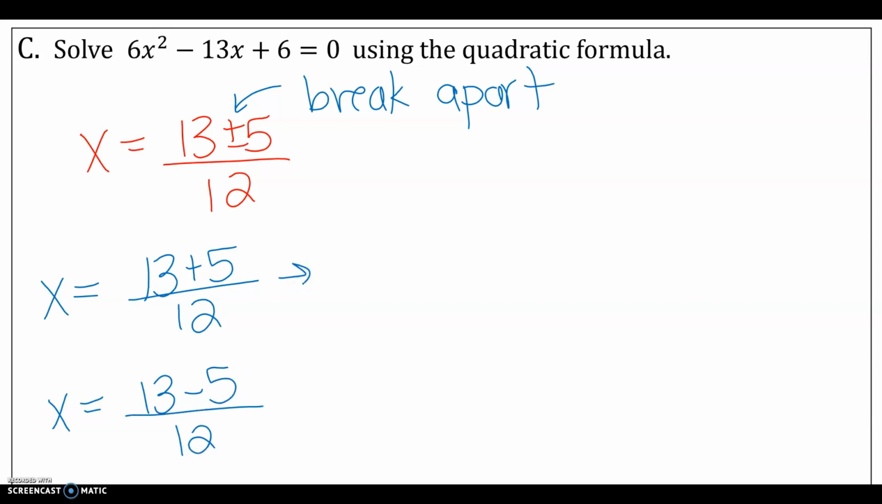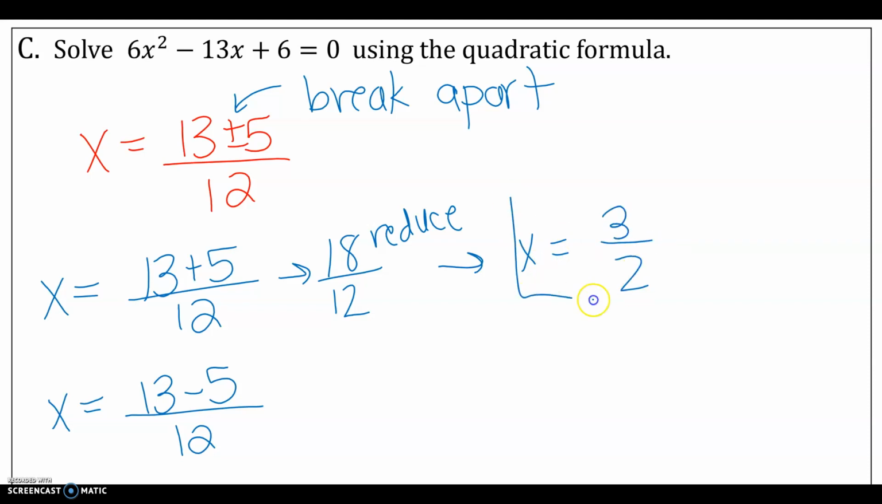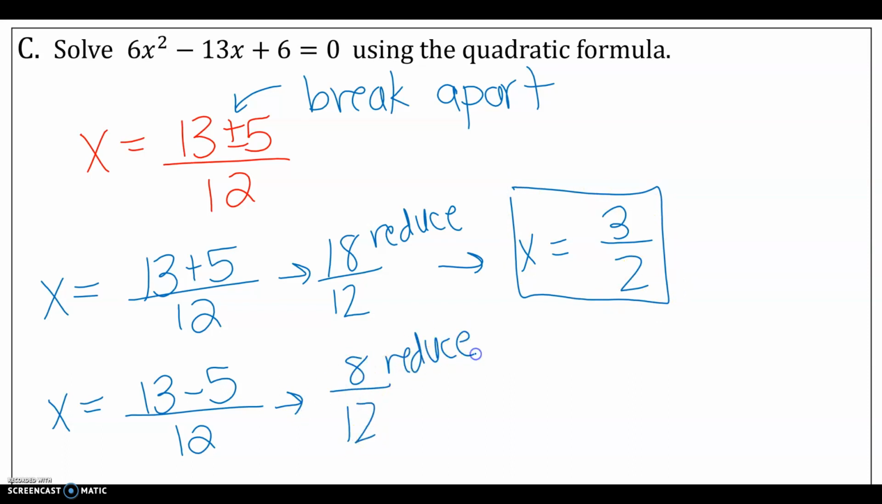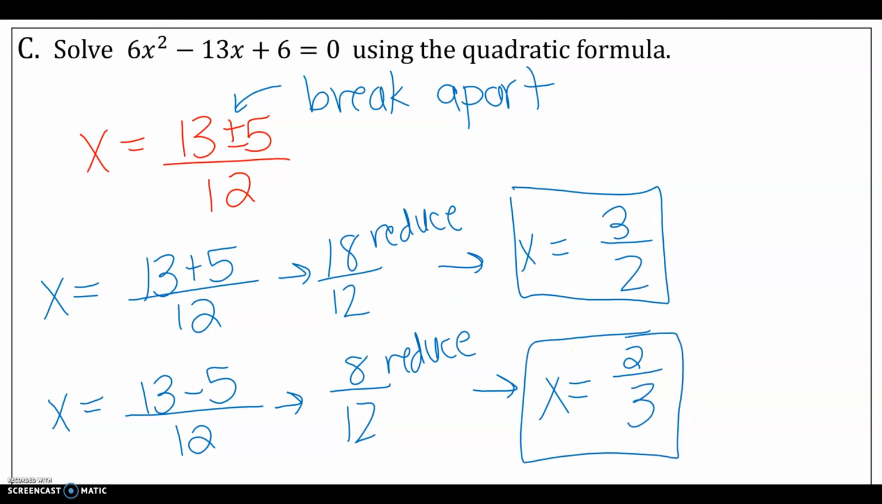So let's see here. Looks like we're going to get some fractions. So we get 18 divided by 12. We need to reduce, and we're going to reduce that by 6. And we're going to get 3 halves. We do this one, you get 8 over 12. So we need to reduce this one by 4, and we get 2/3. Okay? So those were of the easy level.